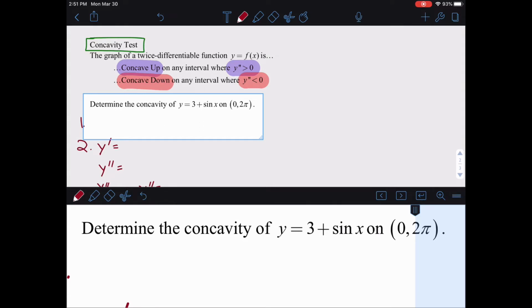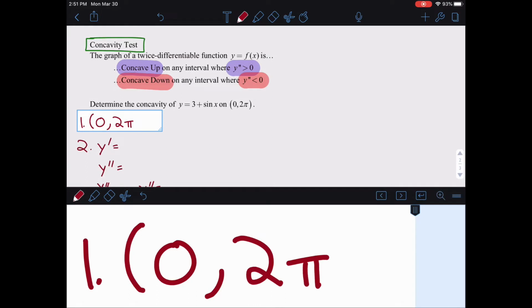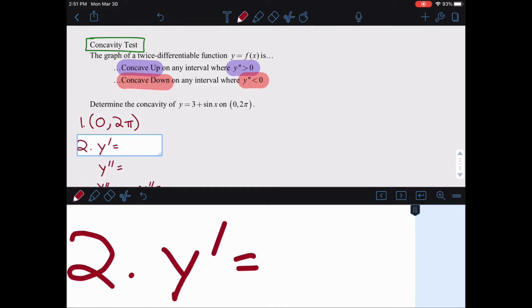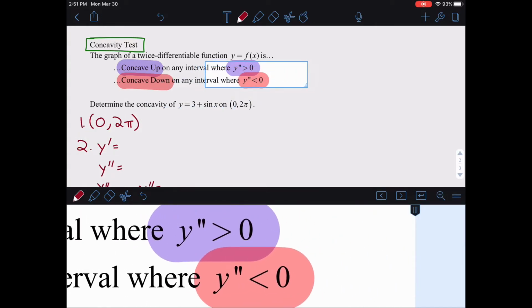Okay, so step 1, we still want to identify the domain. Well, that's given to us, 0 to 2 pi. So I'm going to write that in. Now, step 2 is normally where we would find critical numbers, right? We don't want critical numbers here, right? We don't want to figure out where the first derivative is equal to 0 or does not exist and look for sign changes. We're going to do all of that with the second derivative of our function.